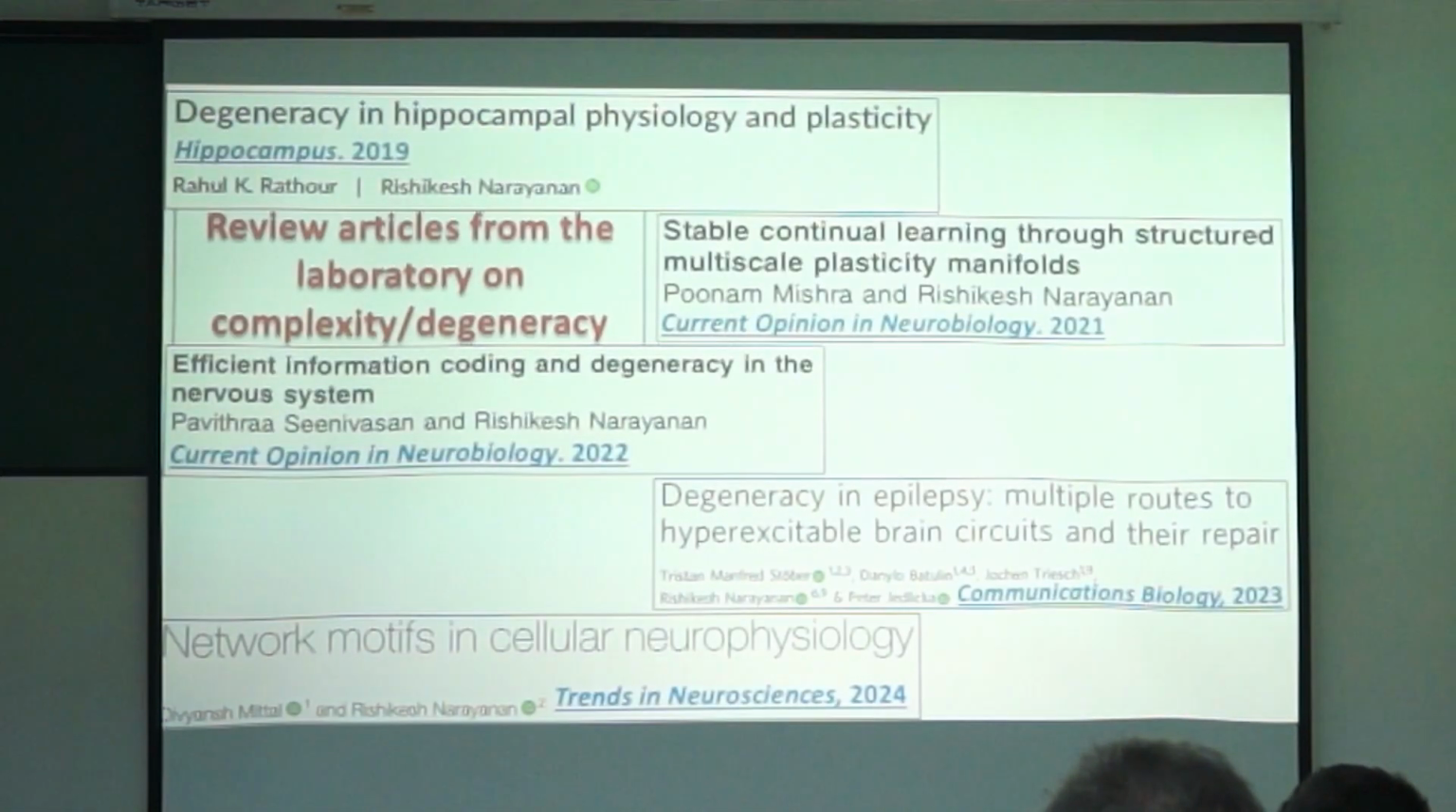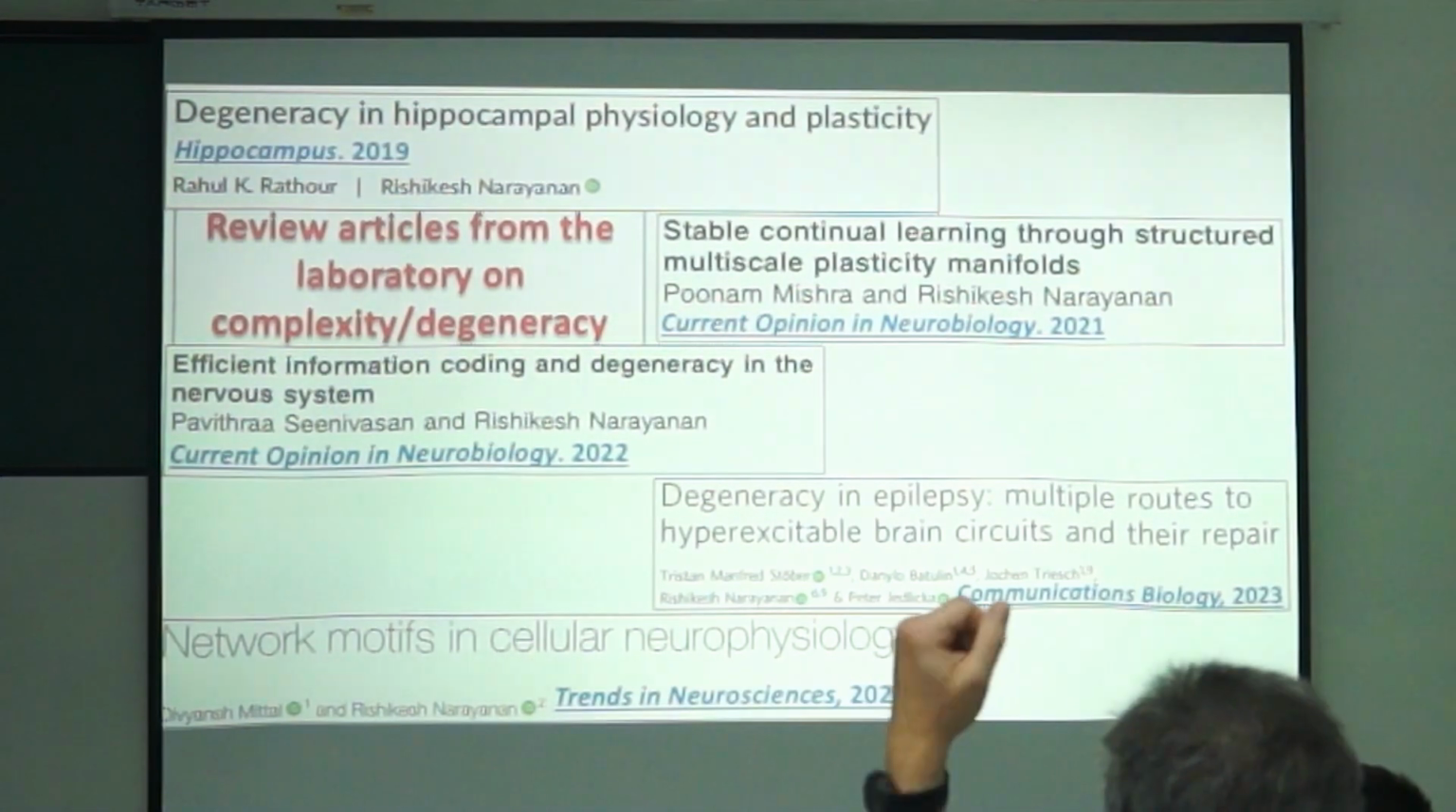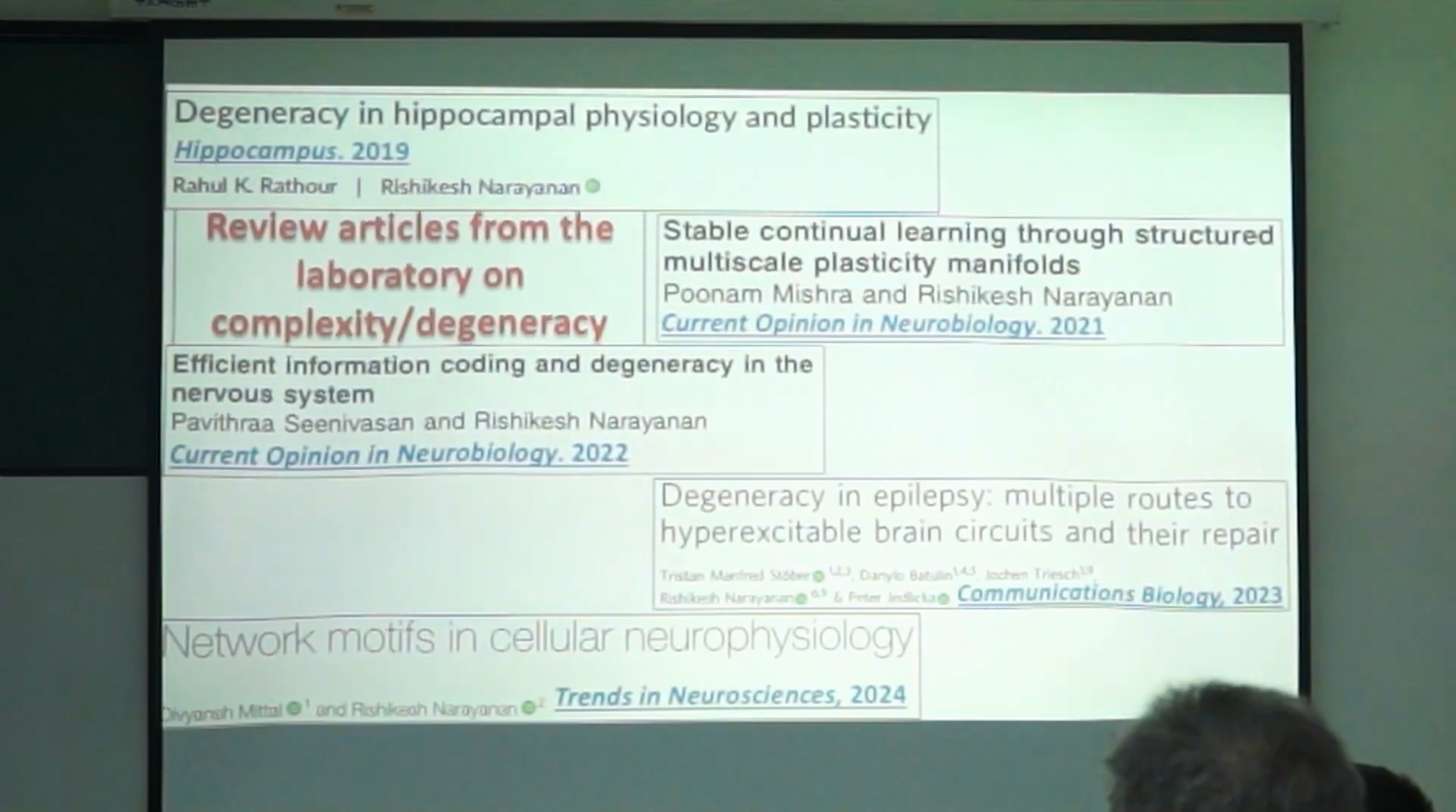There are a bunch of useful reviews from different perspectives. That's from the learning perspective. This is from the efficient information coding, from the Horace Barlow perspective, not the energy efficiency perspective. We also put together this review on the role of degeneracy in epilepsy. If you can get physiology through multiple routes, you could also get pathophysiology through multiple routes. That's what we show over here, and you can also repair it through multiple routes. So that's the network motif that I present.